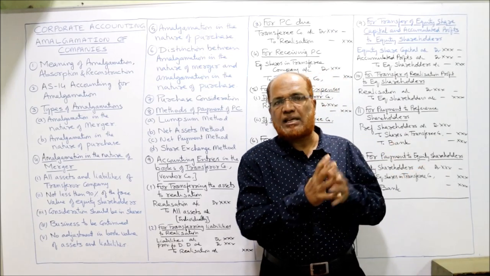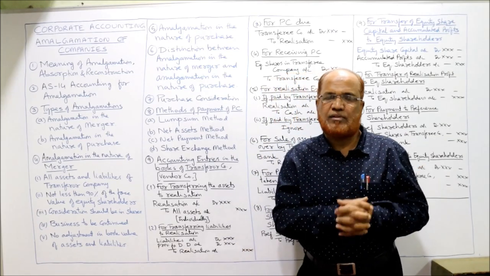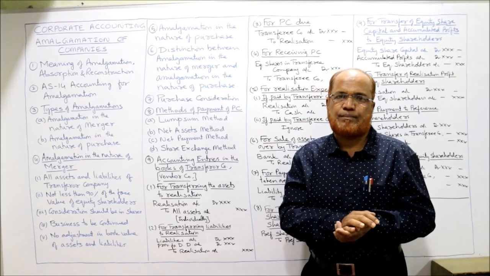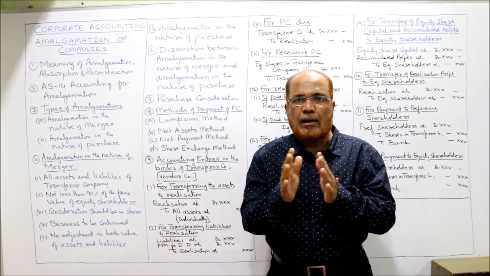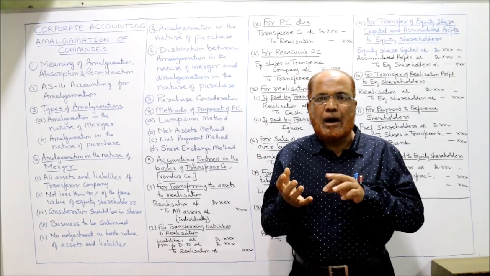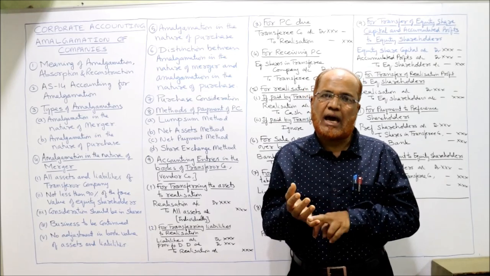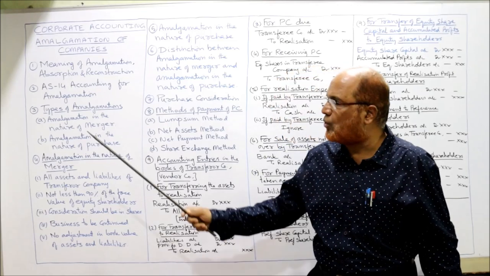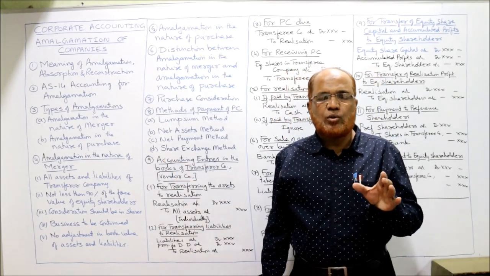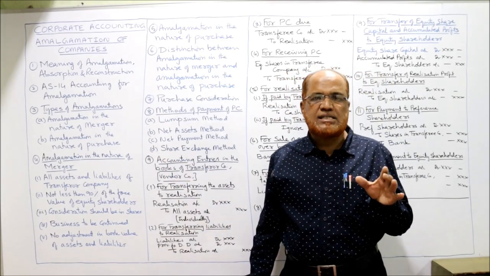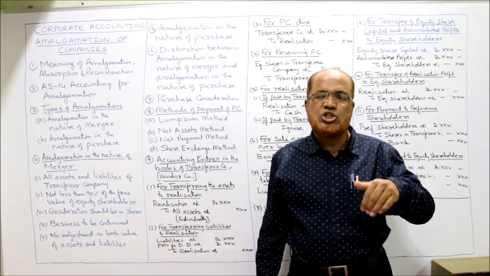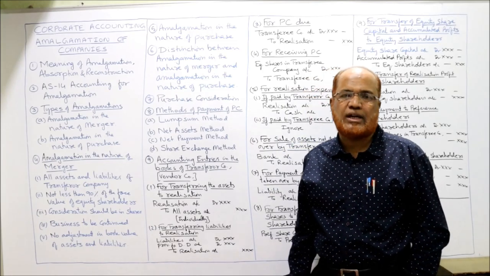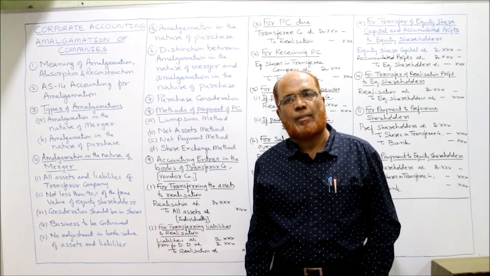That we will take up in the next chapter, a separate chapter where we will discuss internal reconstruction. Now, this is all about the meaning of the terms amalgamation, absorption and reconstruction. Now there is accounting standard AS 14. The Institute of Chartered Accountants of India, ICAI, has issued accounting standard AS 14 on accounting for amalgamation.